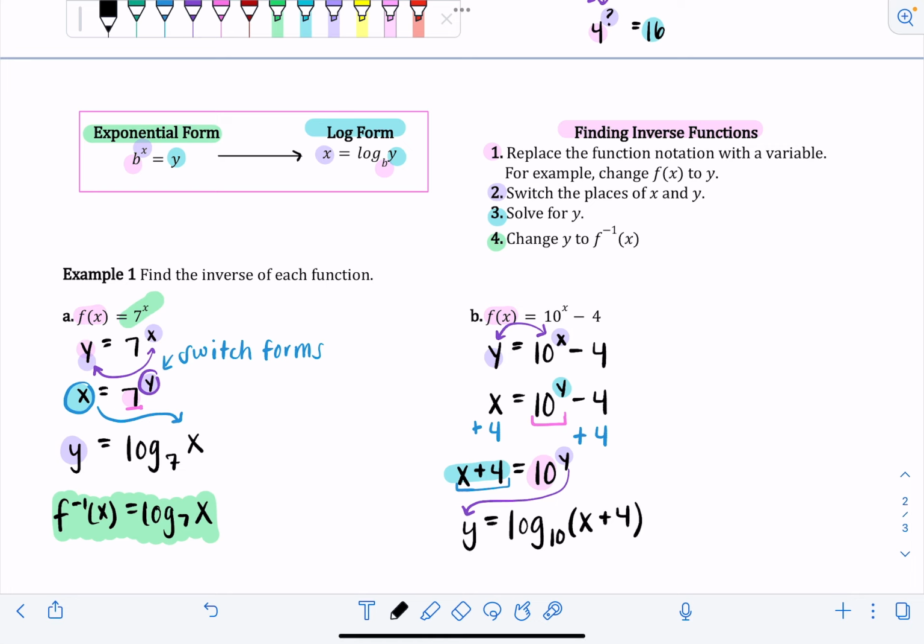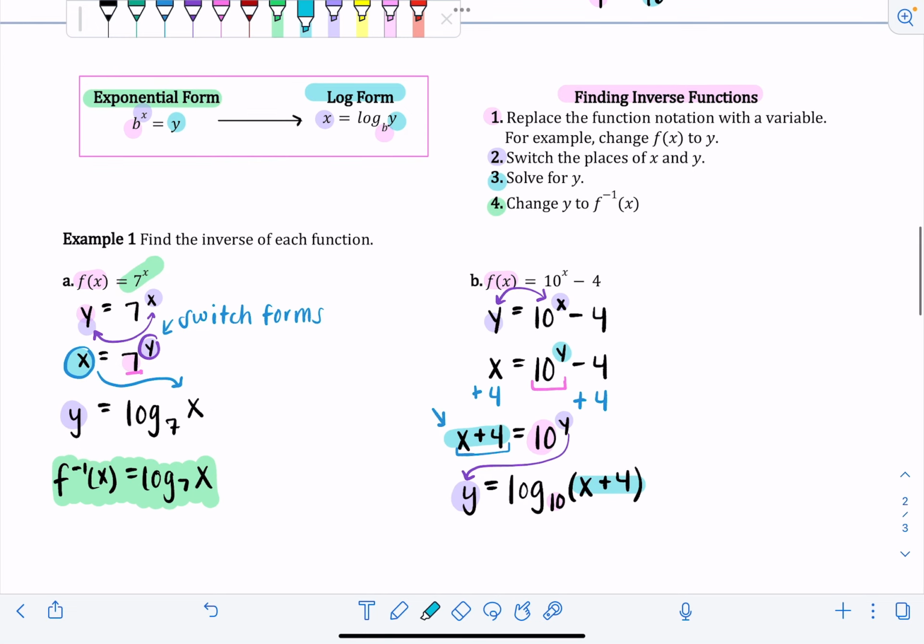So one more time, the exponent from the exponential, the y, is what gets isolated, or by itself, when you put it in log form. And then log is always written in log form. The base from the exponential, the 10, becomes the base of the log. And then what the exponential was originally equal to is what we are taking the log of. So that's the last thing to place. Altogether it's read as y equals log base 10 of x plus 4.